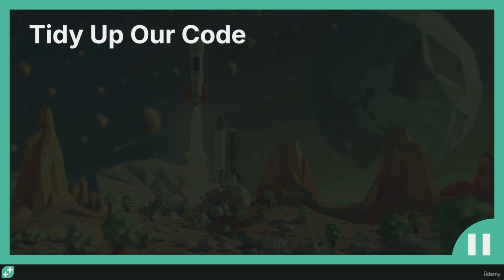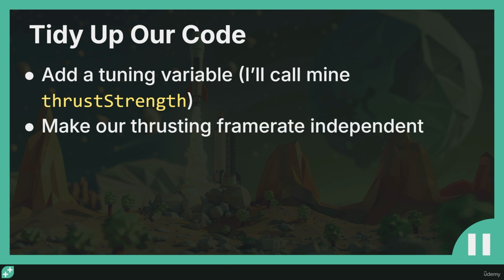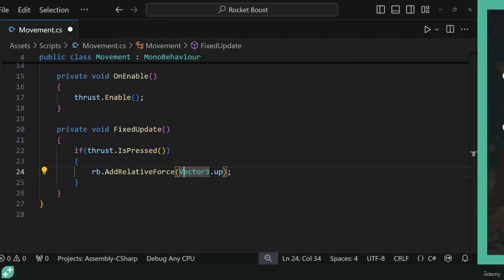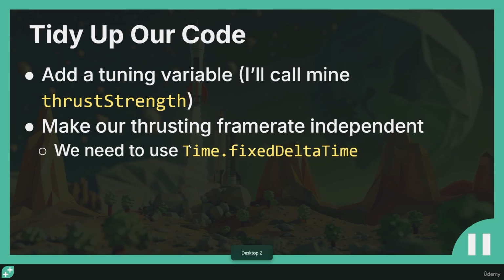So I want to tidy up our code. First of all, we want to add a tuning variable. I'm going to call mine thrust strength. And then we also want to make our thrusting frame rate independent. And a little hint for you here, because we're using FixedUpdate: in previous projects, you've probably used just Update and you've used Time.deltaTime. But because we're using FixedUpdate, we need to use Time.fixedDeltaTime. Does the same thing, but it relates to the FixedUpdate and applies to that. So there's your challenge. Pause the video. I'll see you back here shortly.